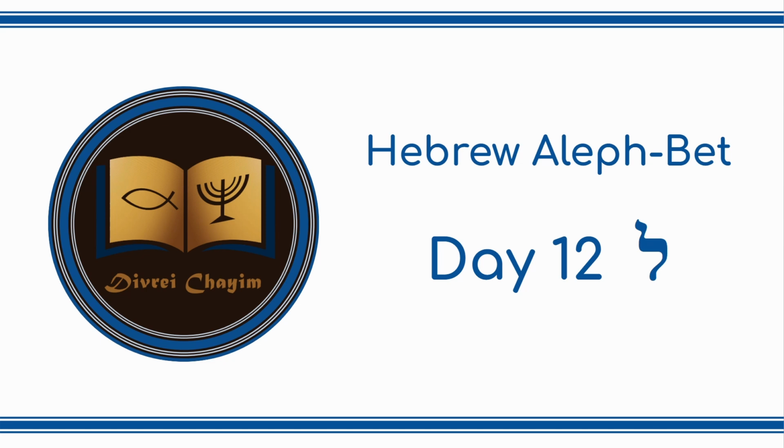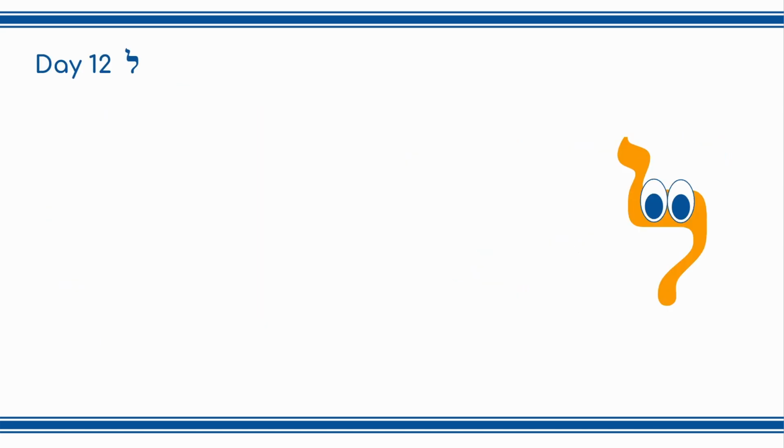And today's guest is the letter Lammed. Lammed makes the sound of the letter L as in lion. So it makes an L sound. This is the sound the letter Lammed makes. And now we're going to take a look at a word using the letter Lammed.